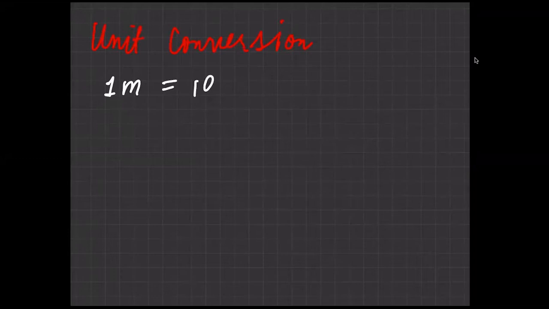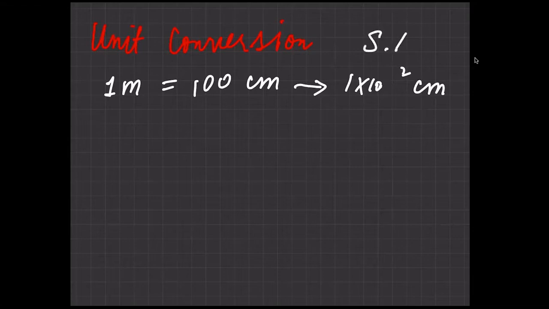So let's now discuss unit conversion. Earlier we have 1 meter. Now what is it in centimeters? It is 100 centimeters. If you're going to write it in scientific notation, it's 1 times 10 to the 2 centimeter, for 1 meter. So this is 1 times 10 to the 2 centimeter in scientific notation.